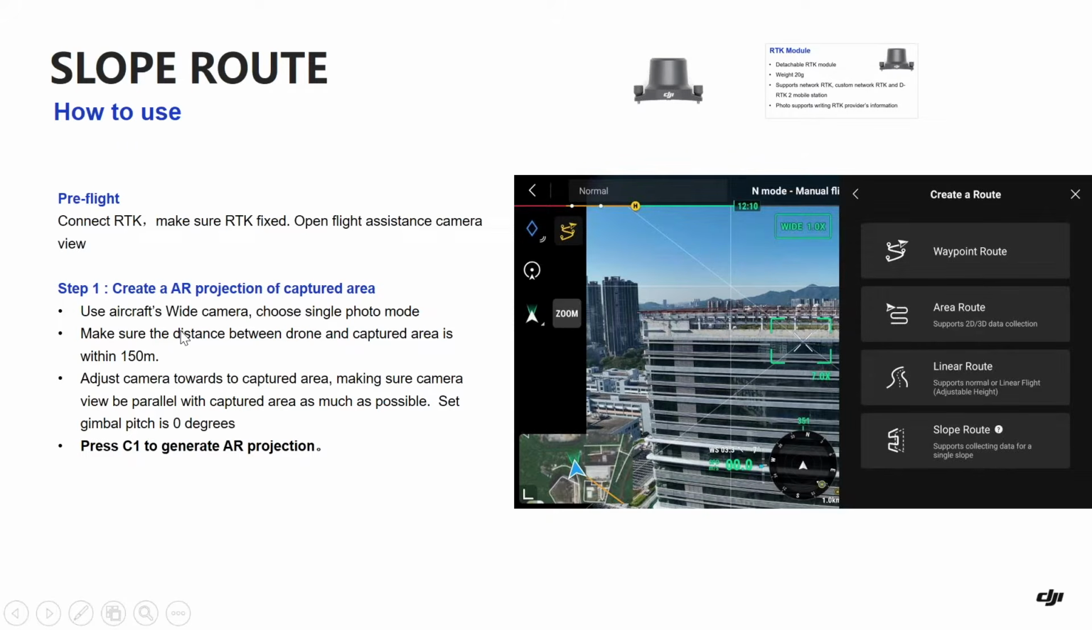You're going to be choosing the single photo mode, but it's a mapping mission, so essentially it's going to default for you. Make sure the distance between the drone and the captured area is within 150 meters, so fly up to within 450 feet of the facade or of the high wall that you're looking to map, and then adjust the camera towards the capture area. So obviously, if you're doing a building, that's going to be looking at your gimbal angle here. You can see it's at -7, adjusting that for 0. Or if you're doing a high wall, you do need to have a little bit of an angle there. You are going to be pressing C1 to generate the AR projection.